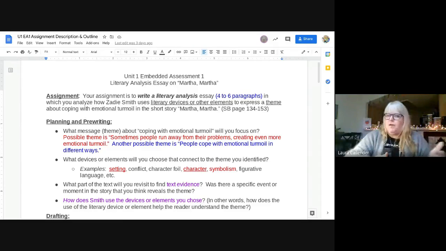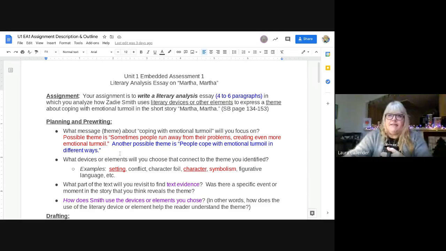And you can come up with your own theme, but we did brainstorm a couple. Two that I saw in the collaborative work that you guys did that were pretty common were that sometimes people run away from their problems, which creates even more emotional turmoil. And then another theme I saw was people cope with emotional turmoil in different ways.